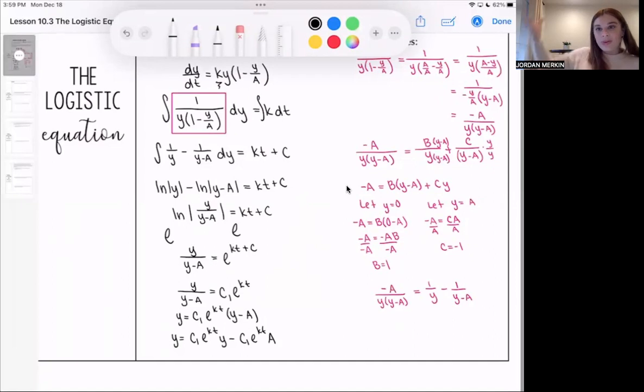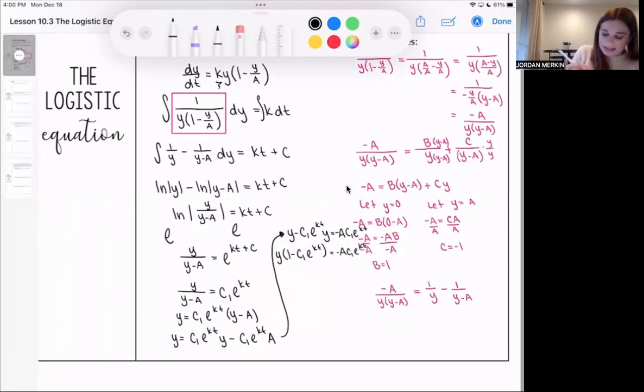We can move the one with y still to the other side. So we have y minus C sub 1 e to the KT y equals negative a C sub 1 e to the KT. I'm running out of space. Then we can factor out a y. We have y times 1 minus C sub 1 e to the KT equals negative a C sub 1 e to the KT. We're almost there. Divide to get that y alone.